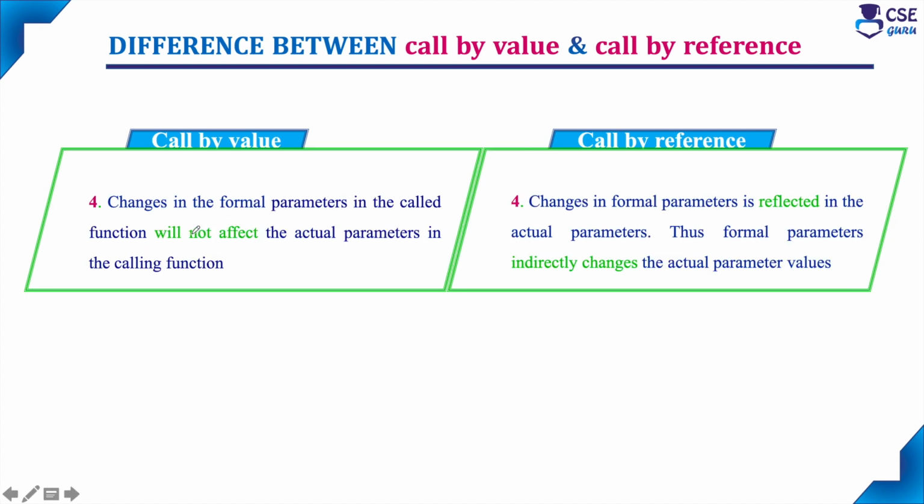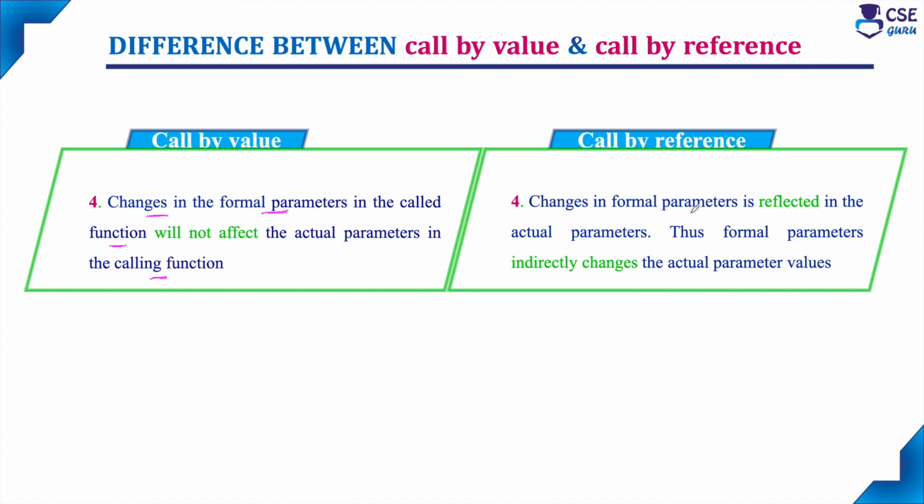And fourth difference, in call by value, changes in the formal parameter in the called function will not affect the actual parameter in the calling function, since the actual parameter will send a copy of its variable values to the formal parameter. So whatever manipulations are done with the formal parameter variables, they do not affect the original value of the actual parameter. The actual parameter variables will be retained and it is protective. So any accidental changes do not affect the original value of the actual parameter.